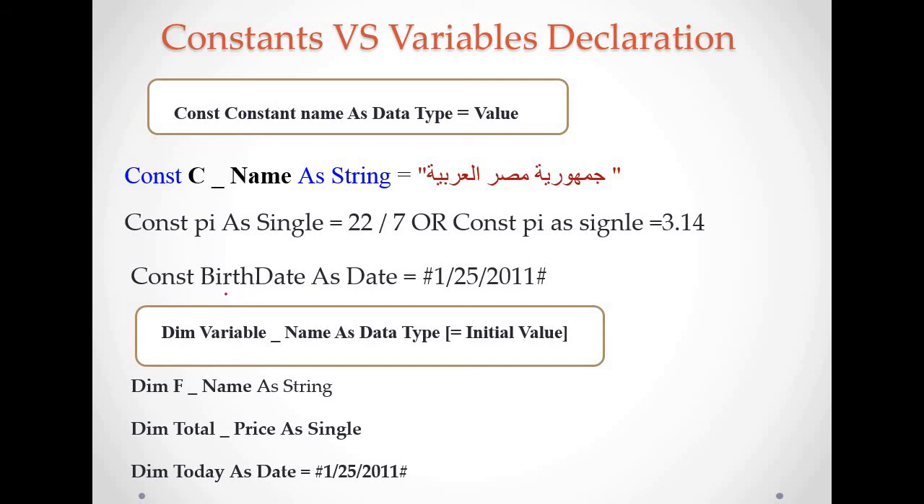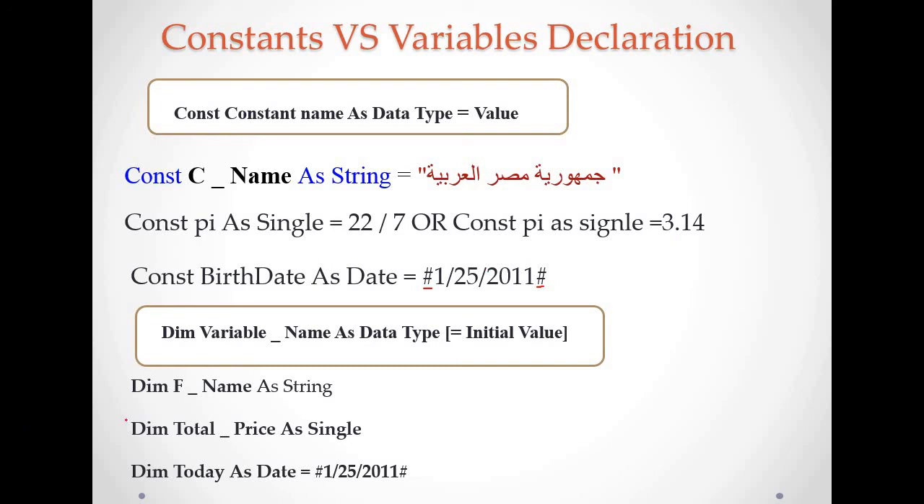The last one for constant examples is the constant to declare, as we said, for the constant, and here the constant name is birth date. After the word As, we should put the data type, which for this one is Date. After the equal sign, we put the value that is a date. We put the date between these two signs. Remember these small notes: the date should be written between these two signs, the text should be written between two quotation marks, and for the number, nothing.